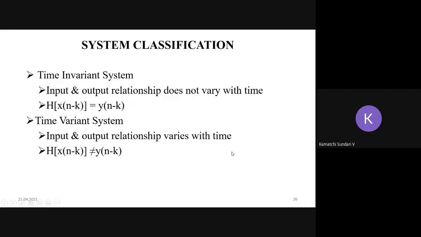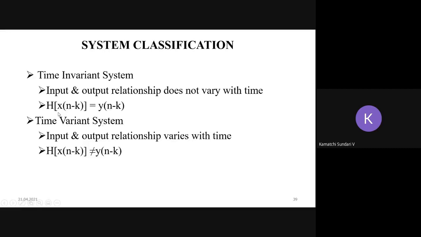To the next category, time invariant and variant system. Here, time invariant means the input and output relationship does not vary with time. That is the meaning, right? So if you vary the time parameter either on the input side or on the output side, the system response will not change. That is for a time invariant system. If it varies, then it comes under the time variant system.